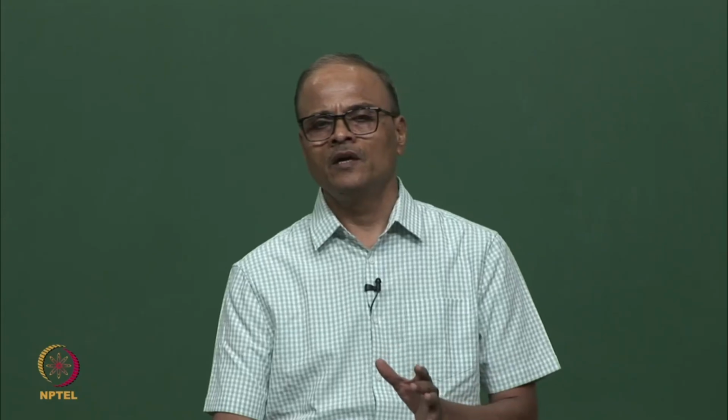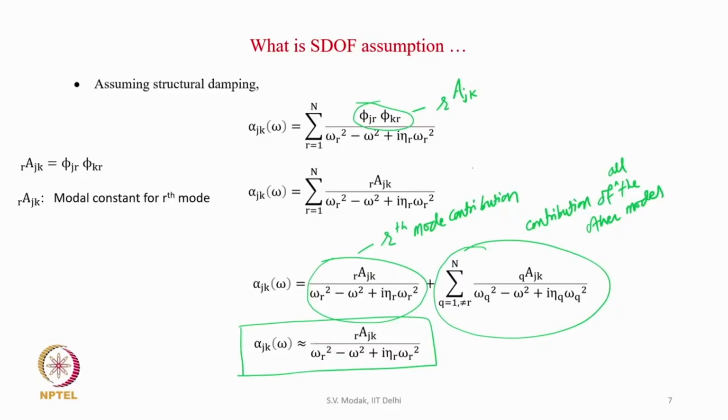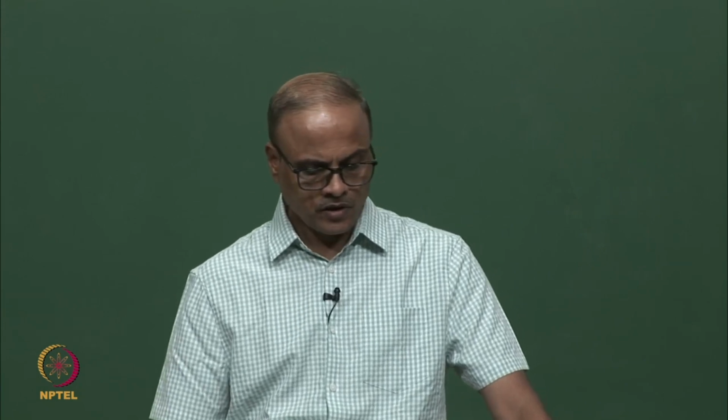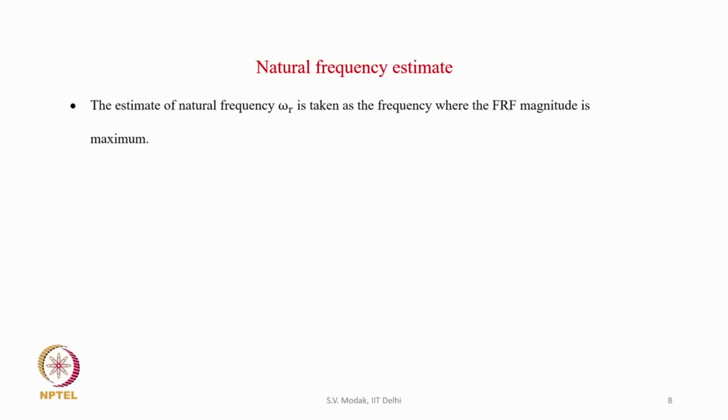Therefore, the FRF which we have measured, we are going to fit this simplified, approximate expression to it. We are going to fit this expression to the narrow frequency band around the rth peak in the measured FRF. Now, how do you determine the natural frequency? The estimate of natural frequency omega r is taken as the frequency where the FRF magnitude is maximum. Wherever the FRF magnitude is maximum, the natural frequency corresponds to that frequency.